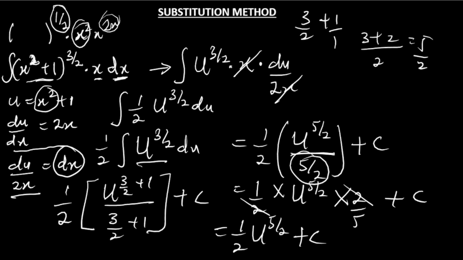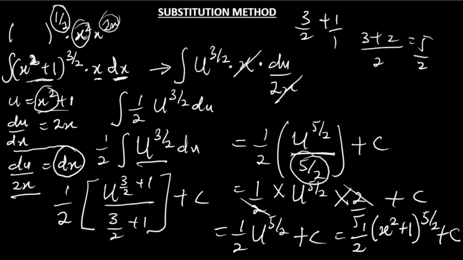Oh, that's a mistake there. Alright, so is this the final answer? No. Remember, we said that u should be x squared plus 1. That is, this will be 1 over 5 into the bracket of x squared plus 1 raised to the power of 5 over 2 plus c. And that's the final answer to this particular problem.